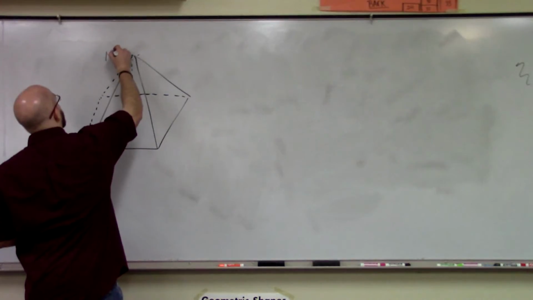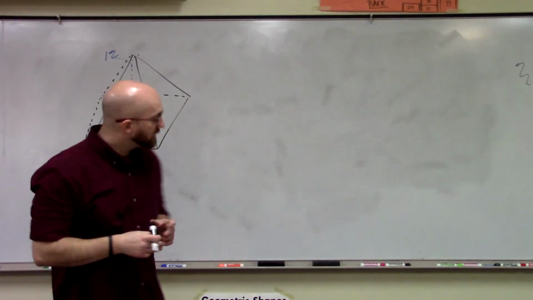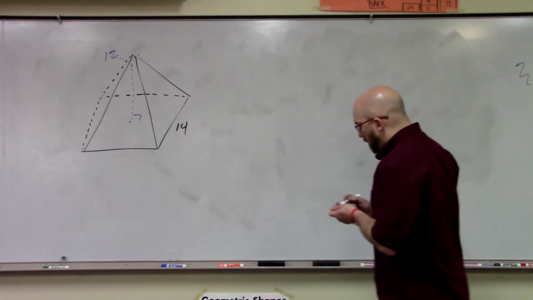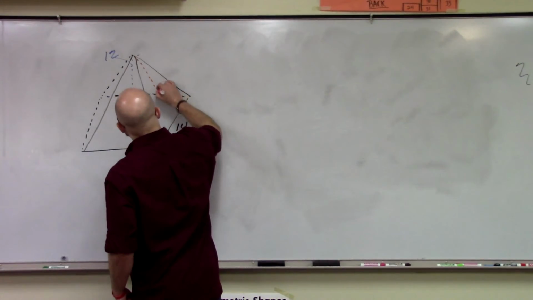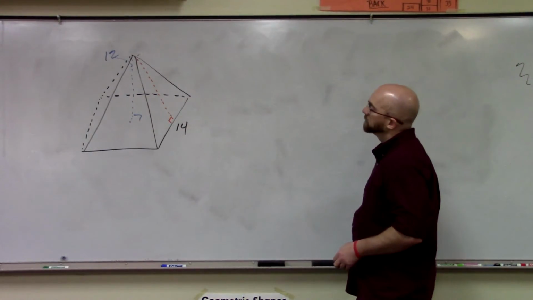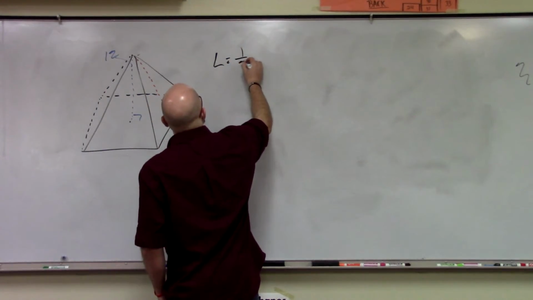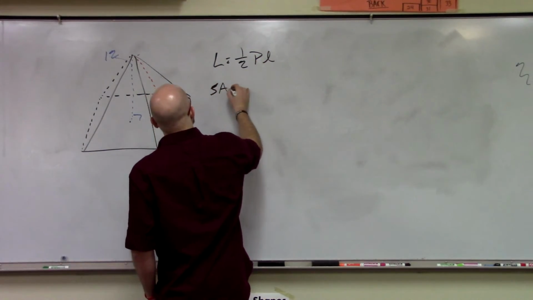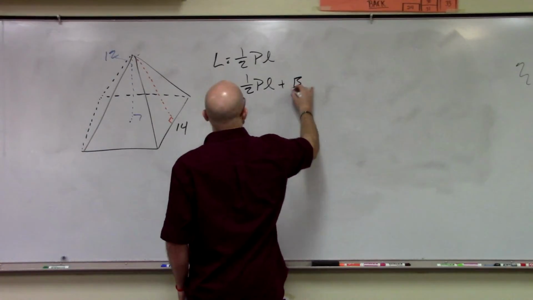This is 12. And 14. And again, our lateral area, where'd my orange go? Our slant height is that. We need to find that distance, okay? So, lateral area, 1/2 perimeter L, surface area, 1/2 perimeter L plus B.